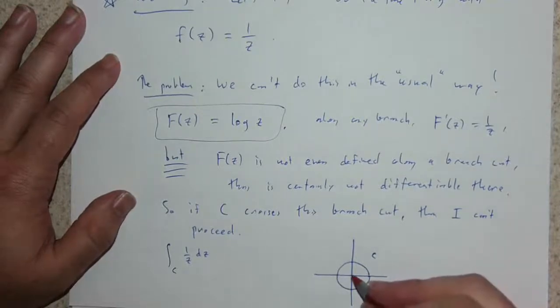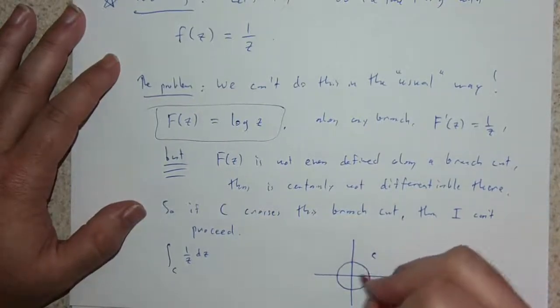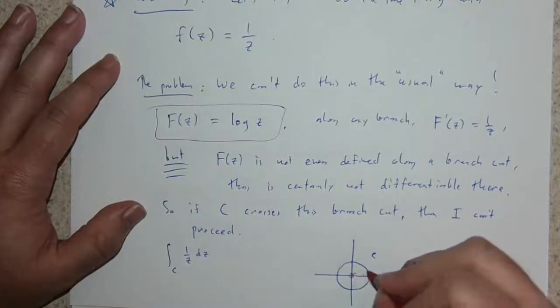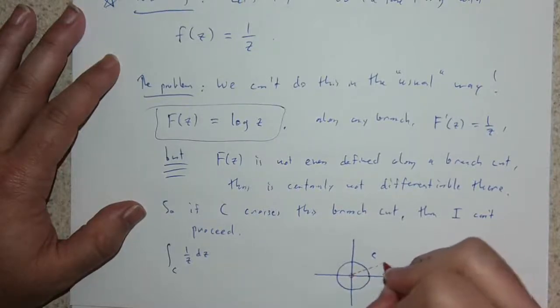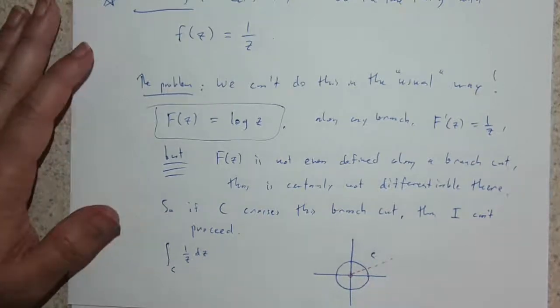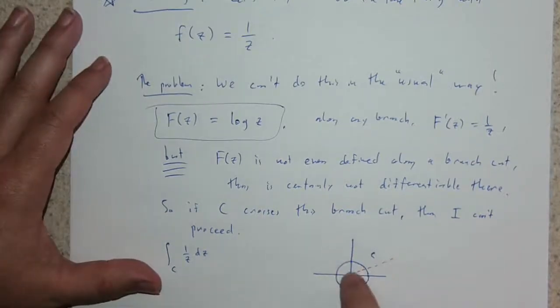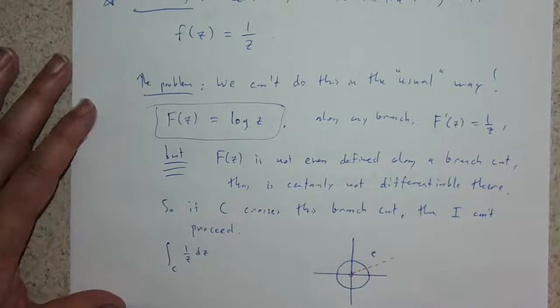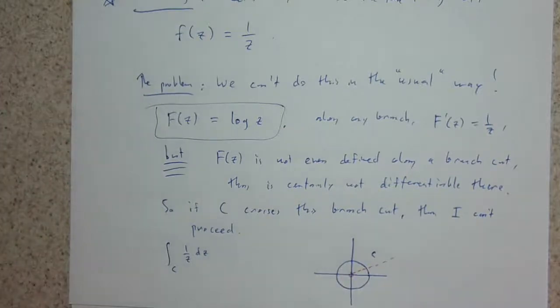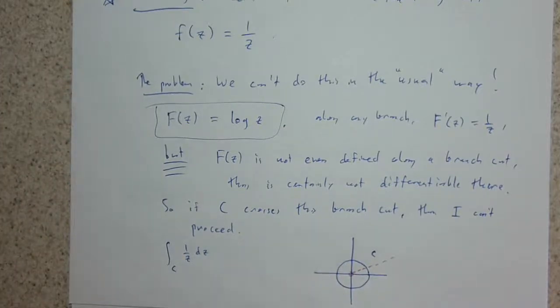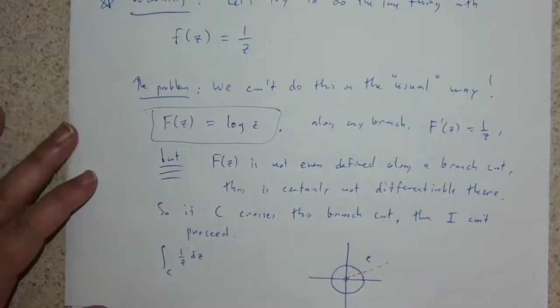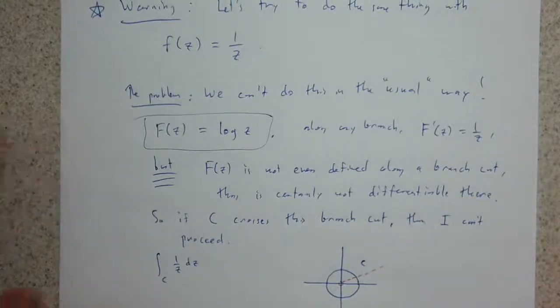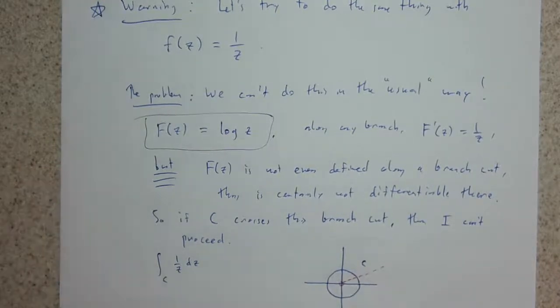It doesn't actually matter where my branch cut is. Say that it's even here, I get creative and here's my branch cut. It doesn't matter where this is. Whatever ray is defining this branch cut for log z, it doesn't actually matter because this circle is going to intersect it. And so I have to address that. I have to make sure that I have a way of dealing with a situation like this.